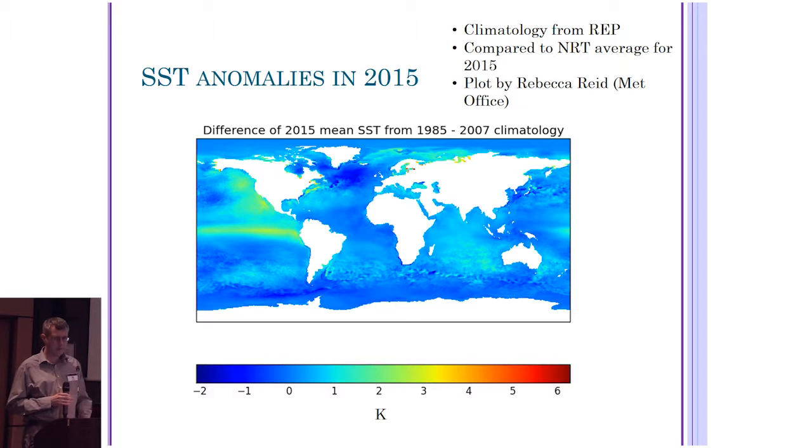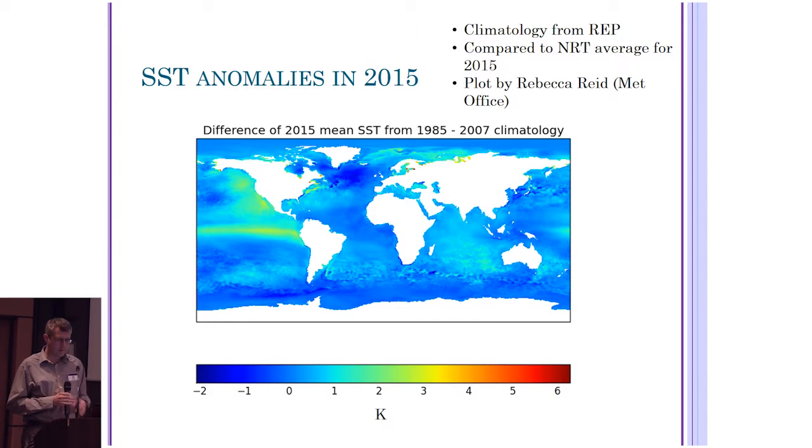The first one is actually something that was done for the Ocean State Report. We wanted to look at the SST anomalies in 2015. To do this, we produced a climatology using our reprocessed product and subtracted that from the average of the near real time data for 2015. This should be okay to do because the signals we're looking at should be larger than the discontinuities when comparing the reprocessing and near real-time data.